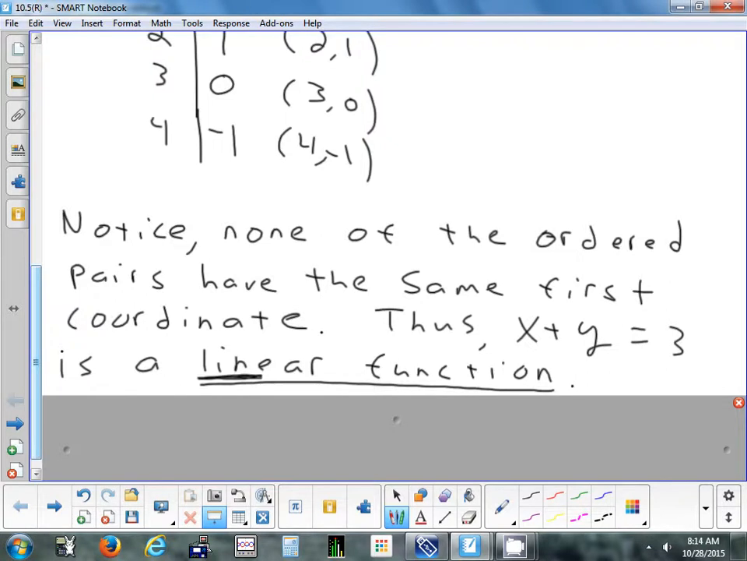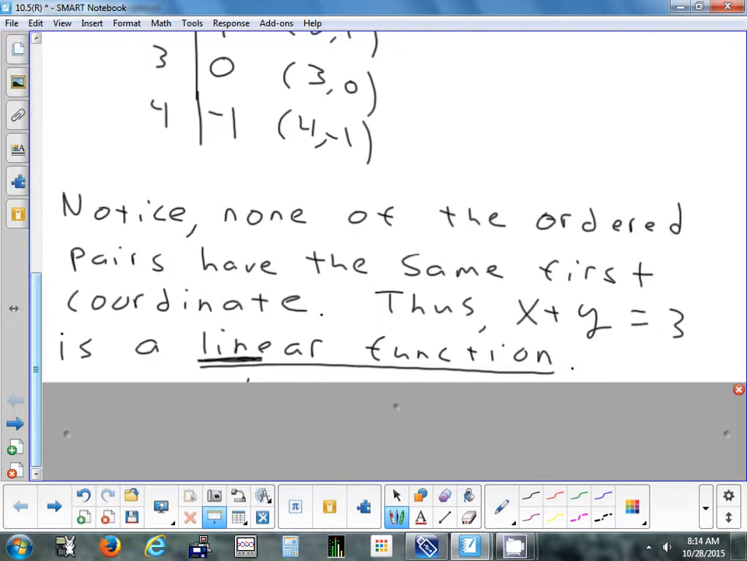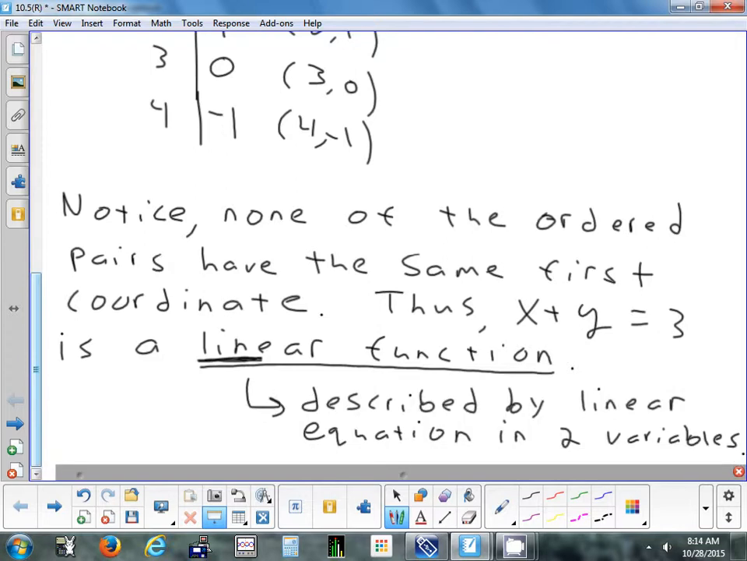Any question on that? So a line, that's a function, a linear function. There's other kinds of functions too, things that are curved and get more complicated. But we're only going to look at things that are straight lines. Any question on that?